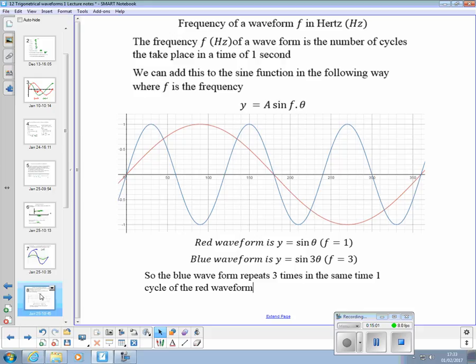AC mains in this country is 50 hertz. AC mains in the United States and Japan, to name two, is 60 hertz. So we can add this to the sine function in the following way, where f is the frequency.